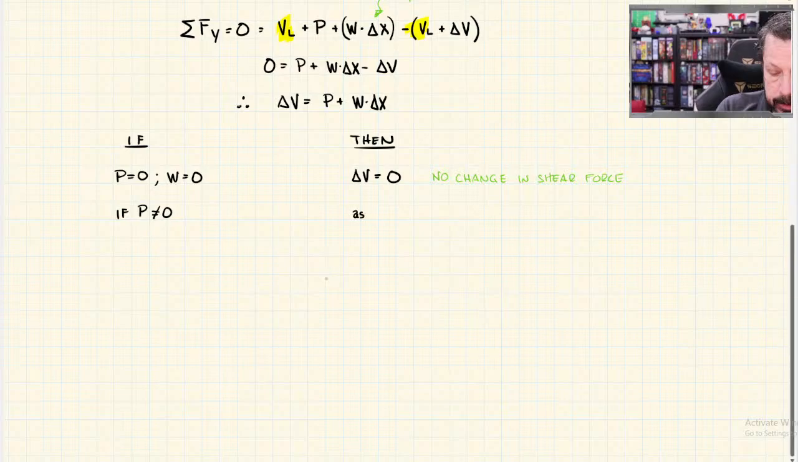So as delta X goes to 0, then the equation would say that if I send delta X to 0, then delta V equals P plus essentially 0. So delta V equals P. So now there is a change in shear, and it's equal to the magnitude of the point load.